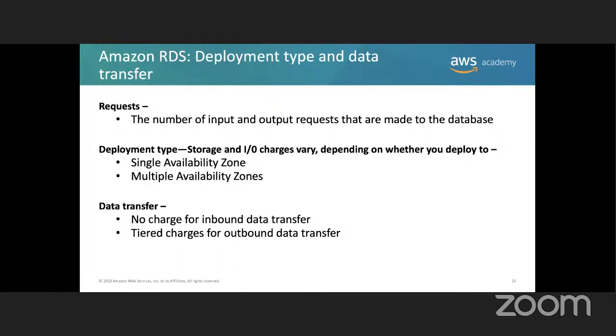The deployment type, well, is it single availability zone or multiple availability zone. If you choose multi-AZ, you're going to be charged more than if you use a single availability zone. The more highly available you are, the more you're going to be charged. Data transfer, there's no charge for inbound data transfer, but for outbound data transfer, depending on how much you're transferring, there are tiered charges.